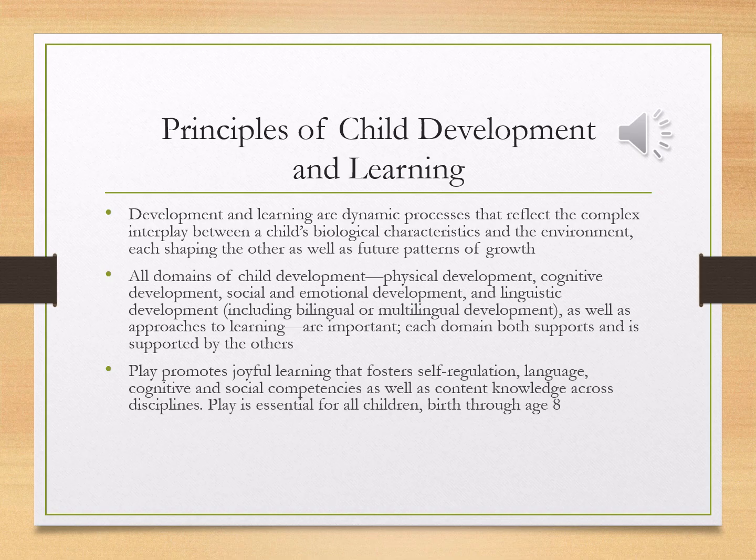So how a child is able to do in one developmental area is going to influence how they're able to do in another developmental area. So we have to pay attention to the whole child and all of their developmental selves. The other is that play is key. Play is the way that we build competencies in all of those areas.